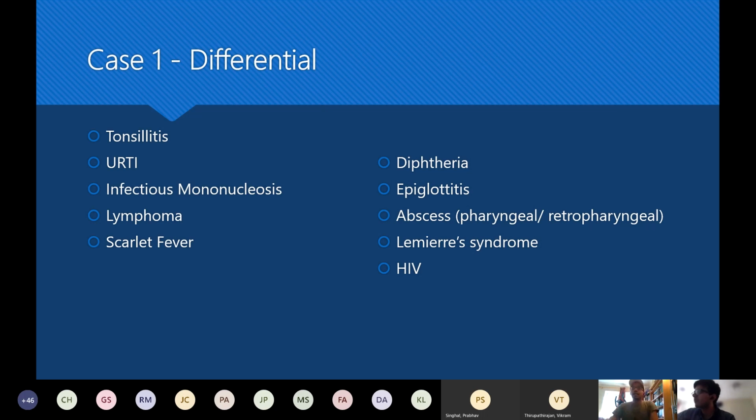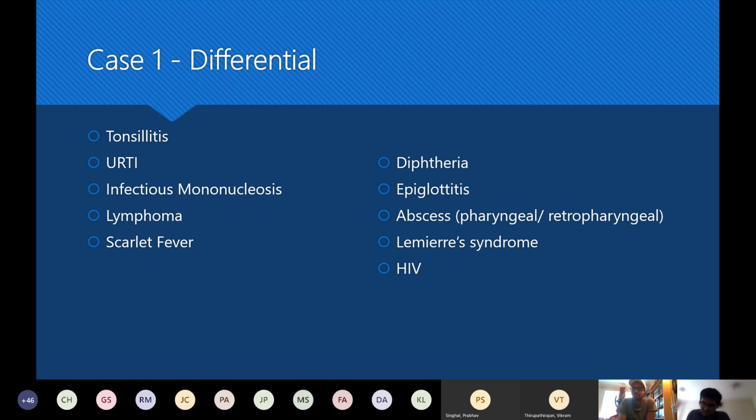Okay. And I've put Lemierre's there just because it's a rare thing that they could bring up. Does anyone know what Lemierre's is? It's something you should read up on, but it's almost purely academic. There are a lot of things like that. Anyone know what Lemierre's syndrome is, or what bacteria causes it? You can have either. I'd be surprised if they got the bacteria.